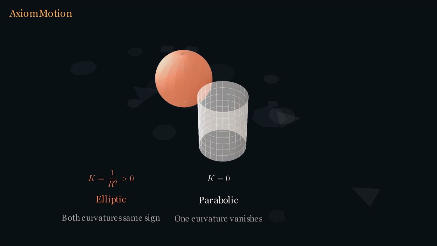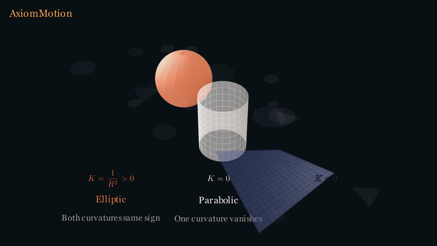When K equals 0, at least one curvature vanishes. The cylinder looks curved from outside, but intrinsically it is flat. This is the parabolic case, developable surfaces. When K is negative, the two curvatures have opposite signs. The surface bends up in one direction and down in the other, a saddle. This is the hyperbolic case.